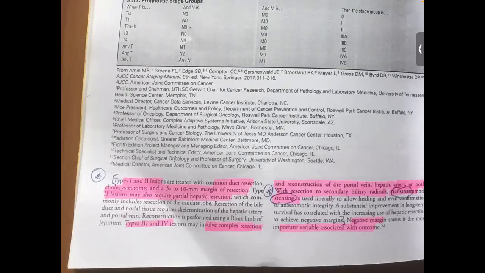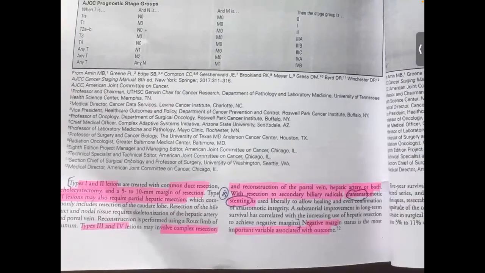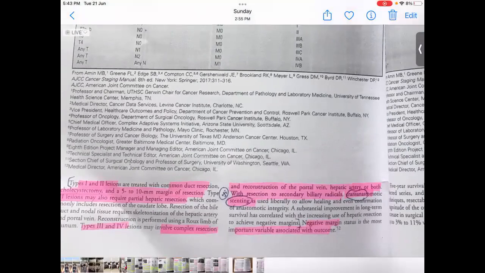So type 3, type 4, they involve complex resection with reconstruction of the portal vein, hepatic artery or both, with resection of the secondary biliary radicals and transanastomotic stenting. Just like we saw before, if the biliary structure is high above, transanastomotic stenting is better. So here also, after resection for cholangiocarcinoma, stenting is important. Negative margin status is the most important for outcome. We saw in the last page, R0 resection is the most important for cholangiocarcinoma.